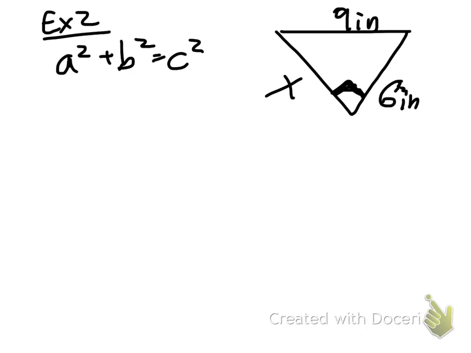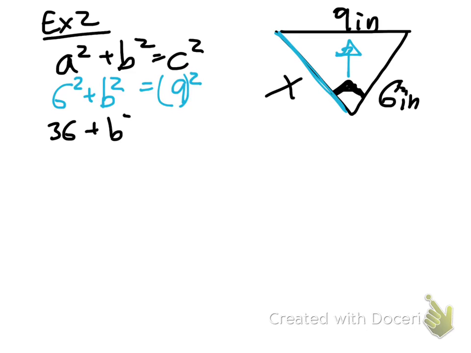Well, this time my side length here is not the hypotenuse, because the hypotenuse I know. So I know I have 9 as my C. I know I have either A or B, so I'll plug it in for A here. So I need to find my other leg. I need to find B squared. So I can go ahead and simplify this. So 36 plus B squared equals 81.